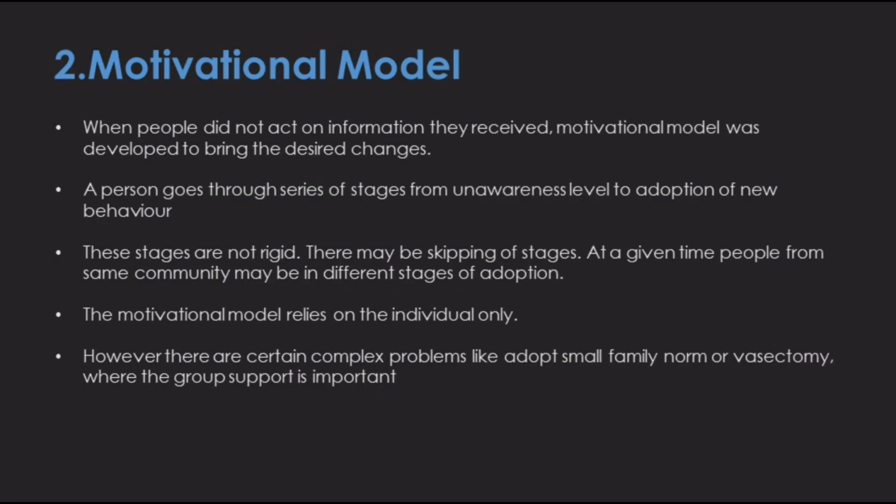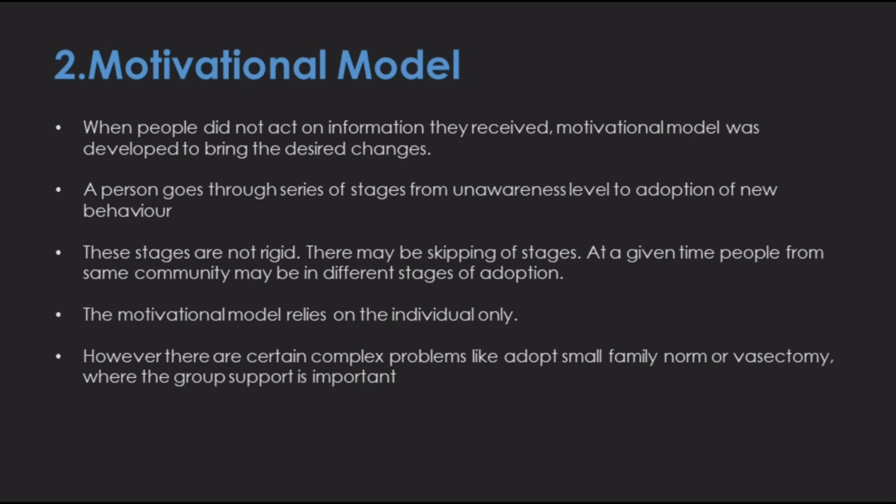The second is motivational model. So now why was this model developed? Because people often don't act on information alone. Just knowing smoking is harmful doesn't mean a person will quit. So the motivational model was introduced to explain how a person goes from being completely unaware to finally adopting a new healthy behavior. This model suggests that behavior change is a process and the person moves through 7 stages.